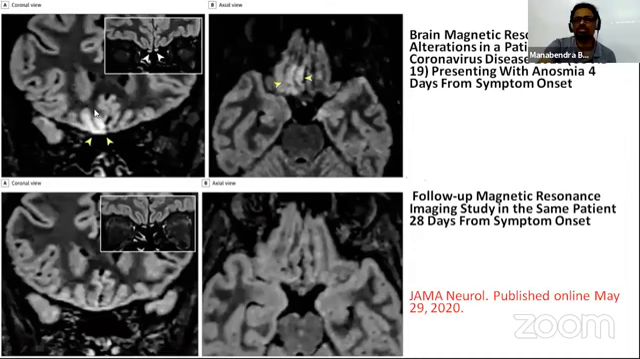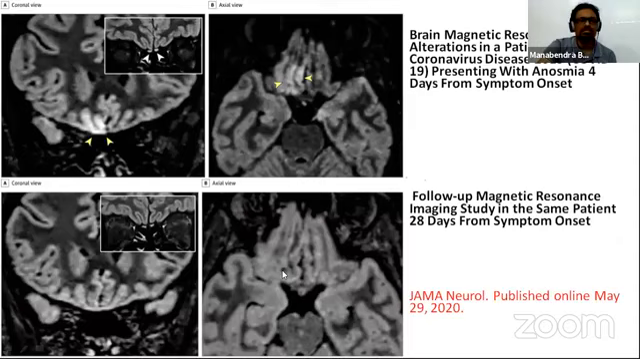hyperintensity in the gyrus rectus. And in the inset, you see the olfactory bulb, there are two tiny dots of hyperintensity in the FLAIR sequence. And this is the magnified portion, the right side of the gyrus rectus, the inferior aspect, there is hyperintensity. The interesting thing is that this MRI was done at day 4. Very interesting, at day 28, on this same MRI, the patient has complete resolution of this hyperintensity.